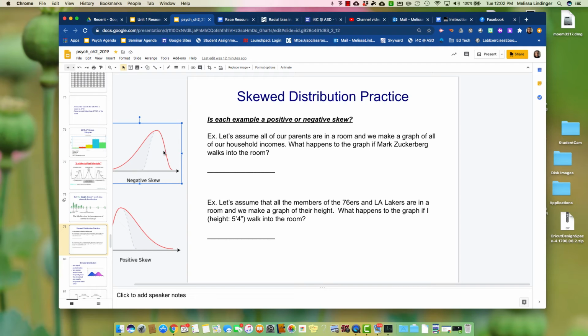In our second example, we're going to assume that all the members of the 76ers and the Lakers are in a room and we make a graph of their height. What happens to the graph if I walk into the room, or even some of you? I'm only 5'4". All right, so pause the video, click and drag to where they should be.